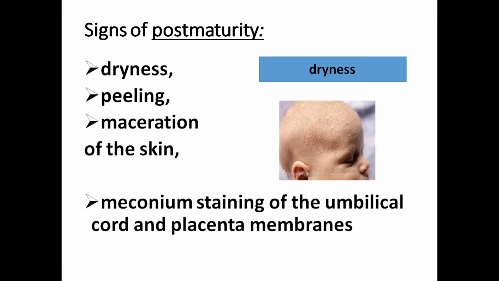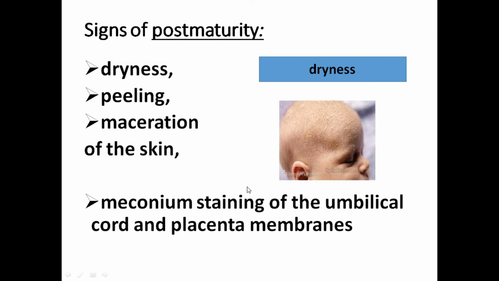And signs of post-maturity: dryness of the skin, peeling, maceration of the skin, meconium staining in the umbilical cord and placenta membranes. Why? Because hypoxia occurs more often in the situation of prolongation of gestational age more than 42 weeks.